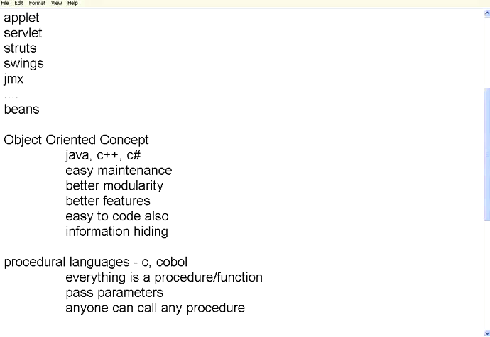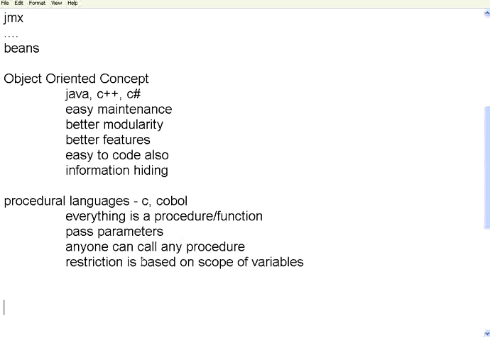Whereas in procedural languages, everything is wide open, and the restriction is based only on the scope of variables. That's all. So you need to manage the variables in a better way. That is the only way that you can do restriction.